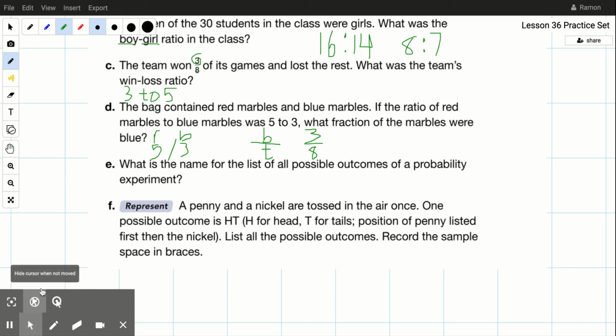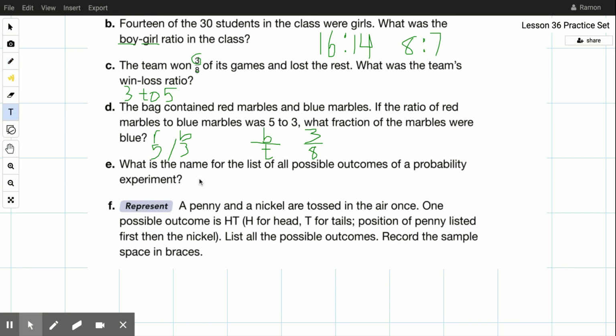What is the name for the list of all possible outcomes of a probability experiment? In a probability experiment, you have any number of outcomes. So many various different things can happen. But all of the possibilities combined give you something called the sample space. Sample space is basically a list of every single thing that could possibly happen in an experiment. So if I were to flip a coin, I could get heads or I could get tails. So my sample space would be H and T.